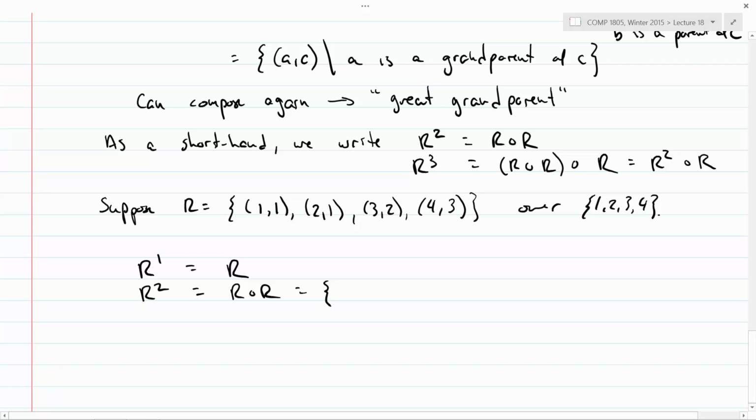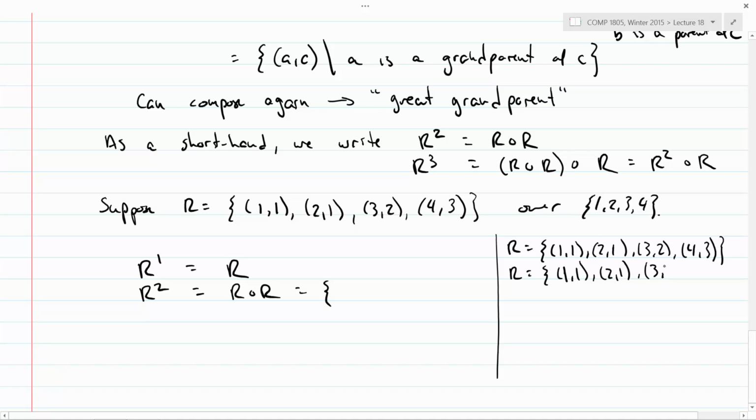So let's do this same trick we did before. If you find it helpful, you can write it off to the side, another copy of what's going on. So let's do that over here, just for our reference. We have R is (1, 1), (2, 1), (3, 2), (4, 3). And we want to compose it with itself. So (1, 1), (2, 1), (3, 2), (4, 3). Maybe you don't need to write it again. Maybe you can keep it straight, and that's totally fine.